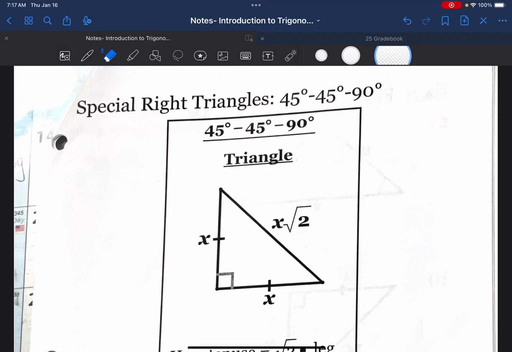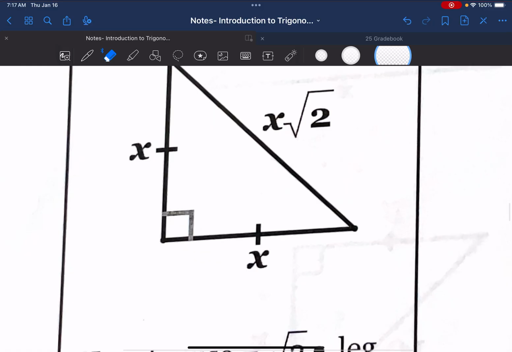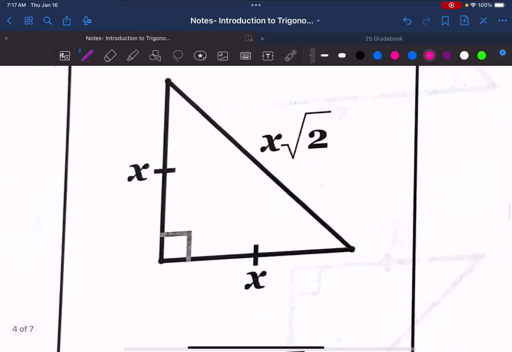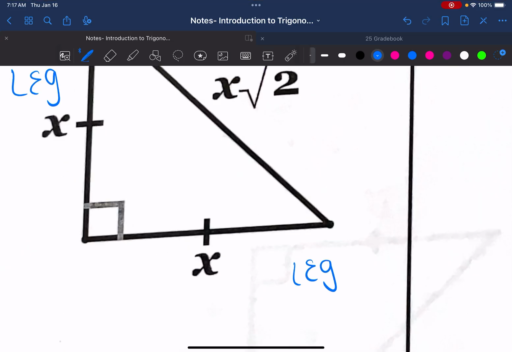A 45, 45, 90 triangle is one of what we call a special right triangle. There are specific rules for it. A triangle has two legs and a hypotenuse. So this is a leg, my leg, and we know this one is the hypotenuse.